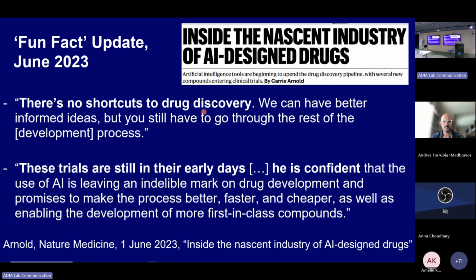And this is what some of the CEOs of such AI and drug discovery companies then say. There's no shortcuts to drug discovery. The trials are still in the early days. Yeah? That's 5 years after the big headlines we've seen. But in some sense, we are actually still quite early, and I agree with that.